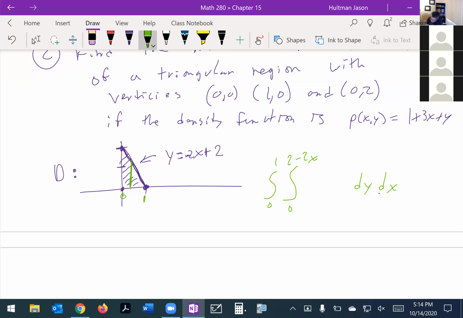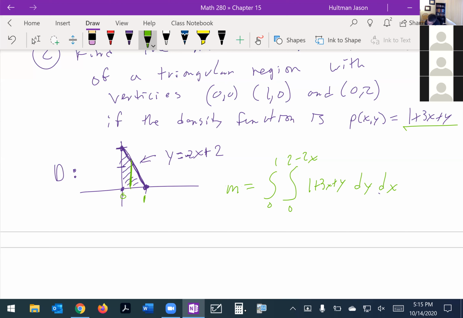0 to 1. And so if I want to find just the mass of this lamina, what's the total mass of the lamina? I'm just going to plug in this guy here. So the mass is equal to the integral of 1 plus 3x plus y dy dx. Okay, so let's solve that. Let's find the mass first. Then I'm going to have to divide the moment by the mass, at the very end.